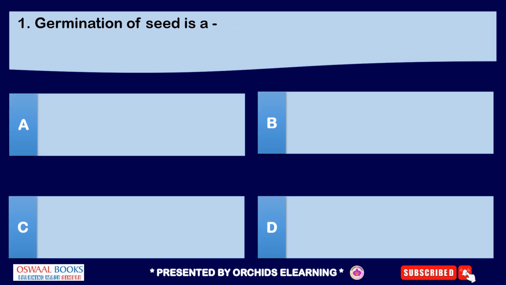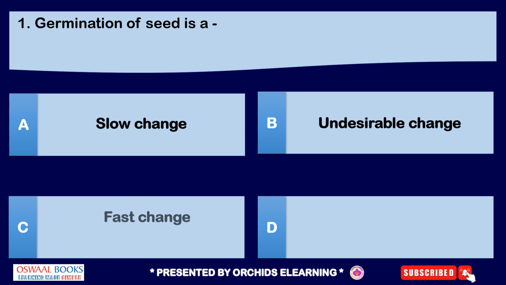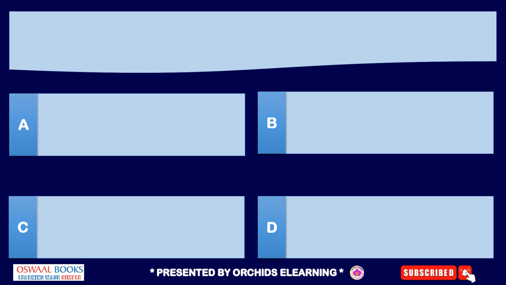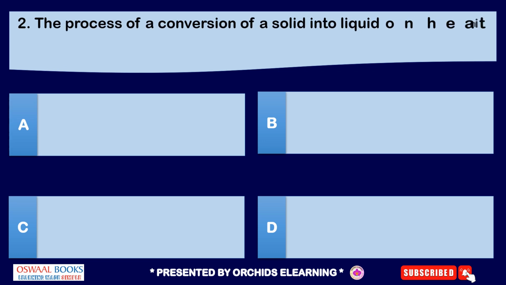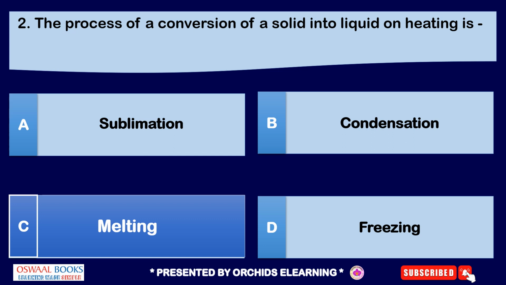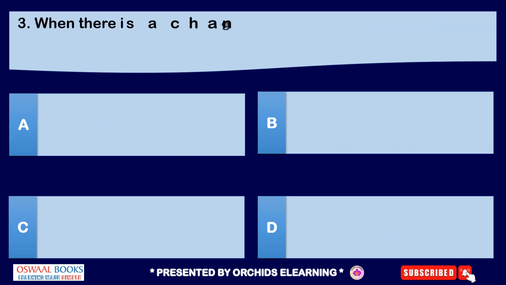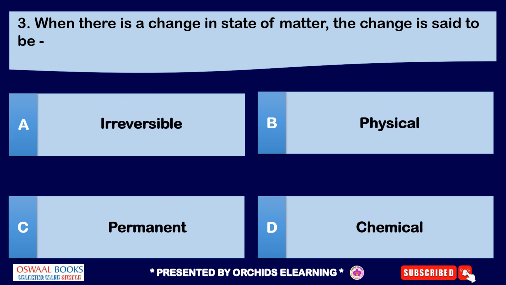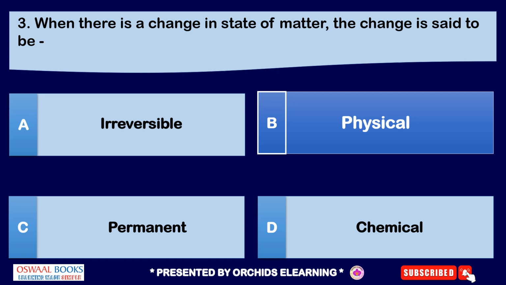Germination of seed is a slow change. The process of conversion of a solid into liquid on heating is C. Melting. When there is a change in state of matter, the change is said to be B. Physical.